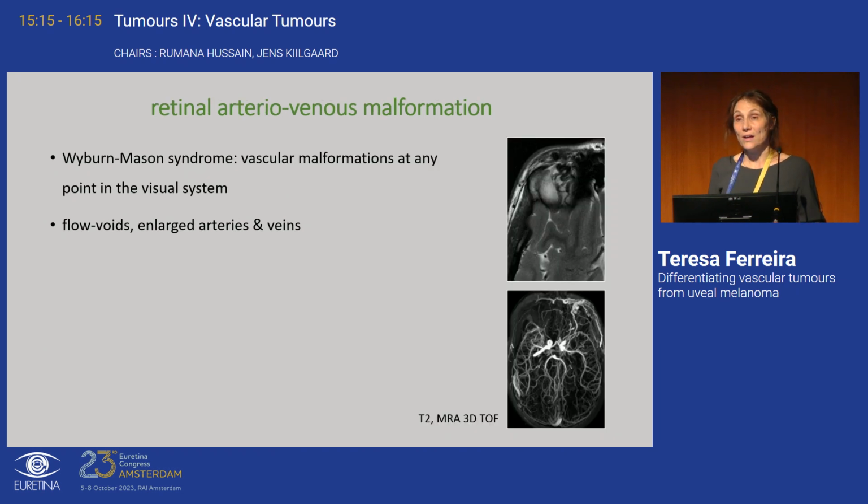Finally, retinal AVMs can be part of the Wyburn-Mason syndrome, where we can have vascular malformations at any point of the visual system. I don't think we are going to be able to see AVMs of the retina on imaging because it's about very small vessels. In the orbit, we see them, and we don't see a mass, we just see dilated tortuous vessels. That is what we see on the anatomical images. Here on T2, you see all these flow voids. These are all very dilated vessels, and also in the MR angiography.